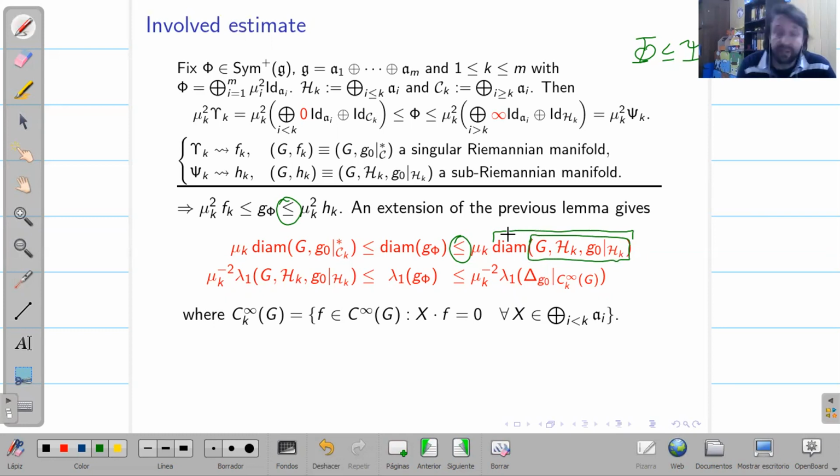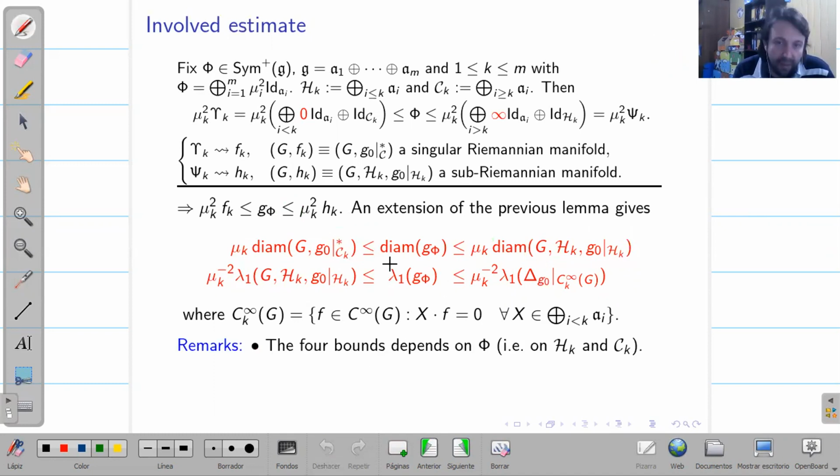The diameter is the maximum over any two points of the distance, and the distance is the infimum of the lengths of the horizontal curves joining the two points. That is the maximum between any two points in the manifold. And here is the one where you go for free in the orthogonal complement of CK. For lambda 1 there is something analogous, but it's more technical. We don't want to enter into details.